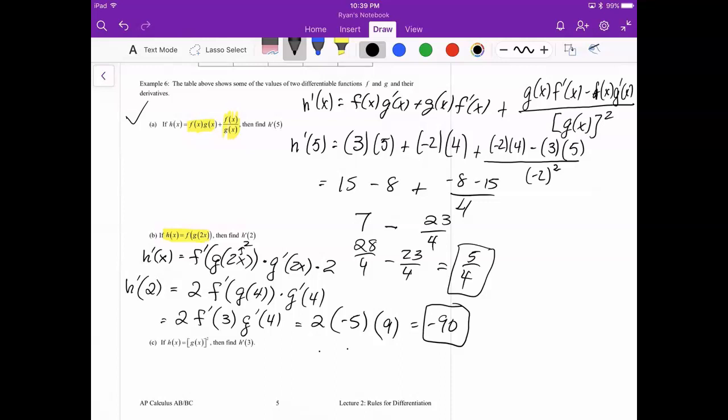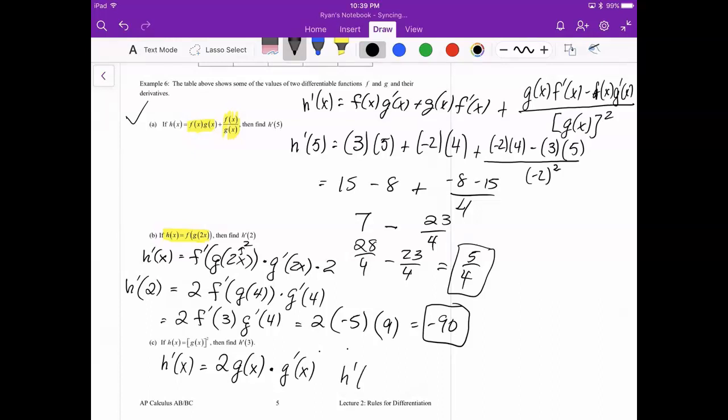Okay, so if I take the derivative of this h of x, then h prime of x is going to equal 2. Rewrite the parentheses, or in this case the brackets, and that would be to the first power, so I'm not going to write anything there. And then don't forget to multiply by the derivative of the inside, which is g prime of x.